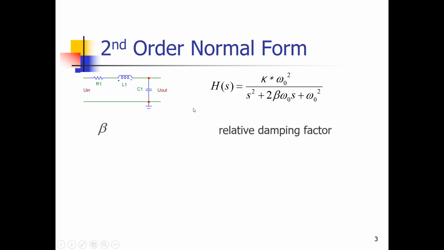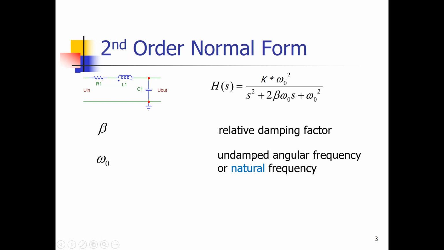The beta, however, is what we call the relative damping factor, and it's a unitless number which says how much the output signal will be damped. The omega 0 is the undamped angular frequency in radians per second. We also call it the natural frequency.